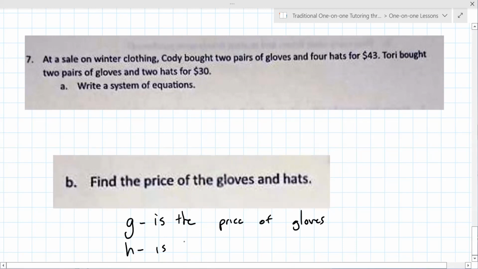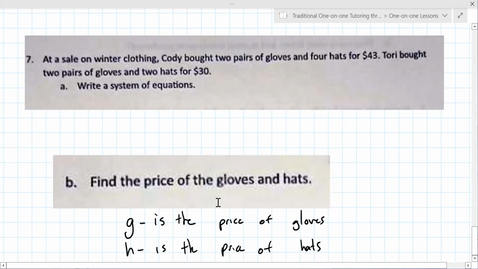H is the price of hats. It does a couple of things for you. The first thing it does is it makes it really clear to you what the variable actually is. Because it's easy to mistake what the variable is in these problems. Your teacher also wants to know that you actually know what the variable is. So writing a few words does that.